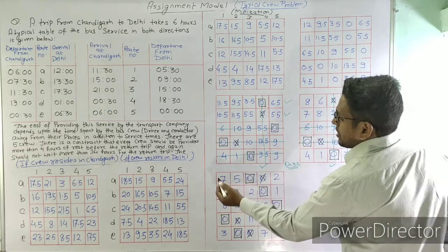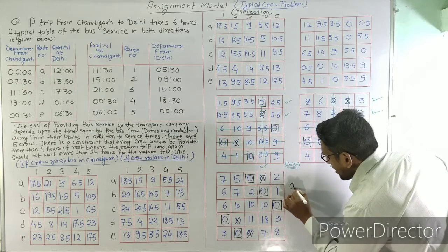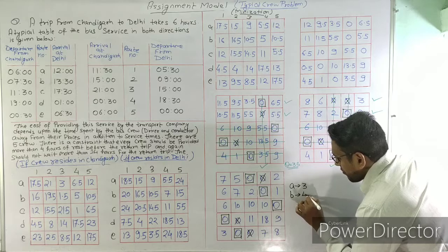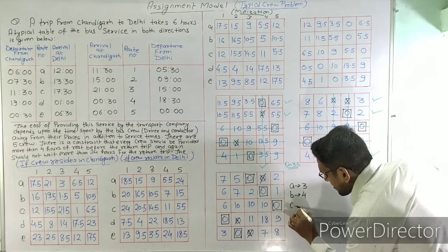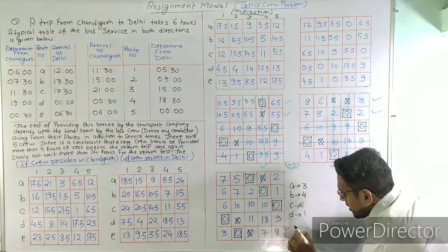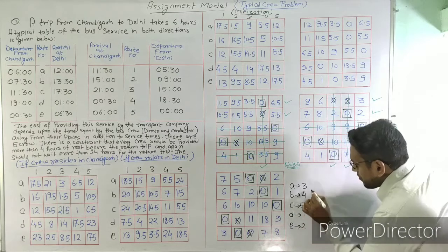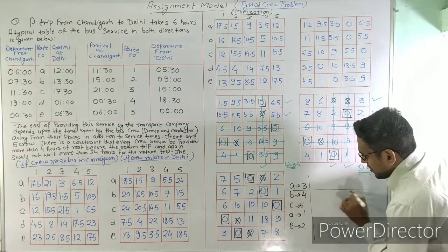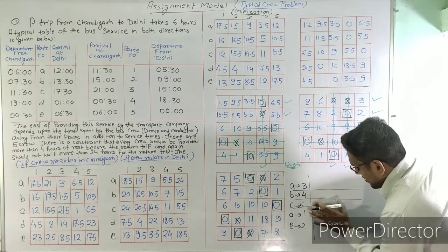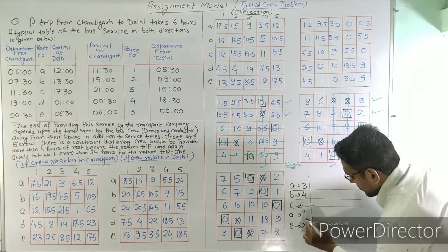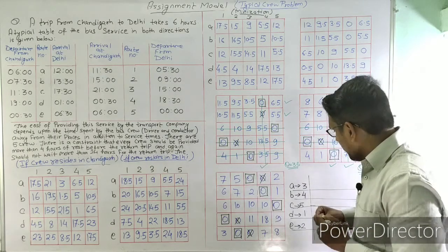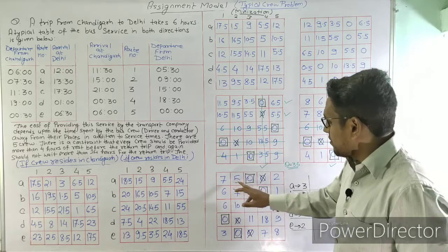Now let us write the optimal solution for the assignment. So first, A has been assigned to 3, B has been assigned to 4, C has been assigned to 5, D has been assigned to 1, and E has been assigned to 2. And after this we also need to see where the crew is residing. Now to find out that, what we will do is we will see the allocation here.